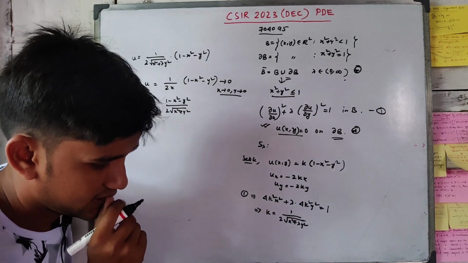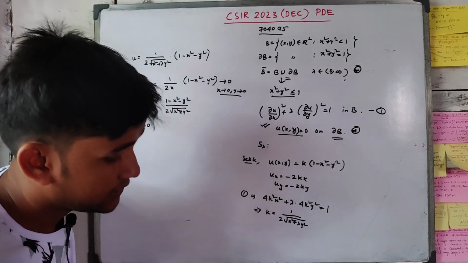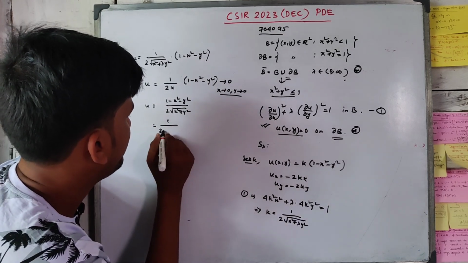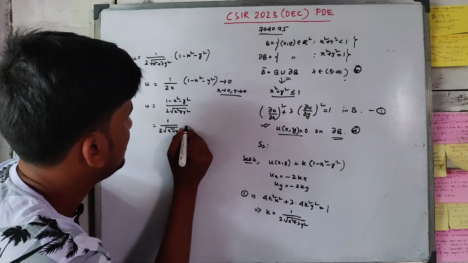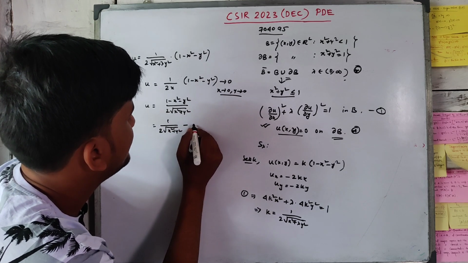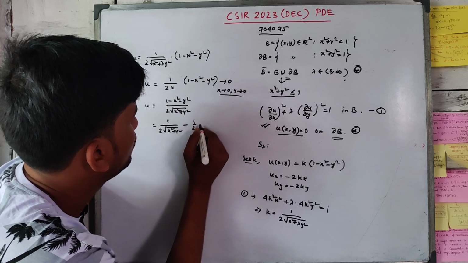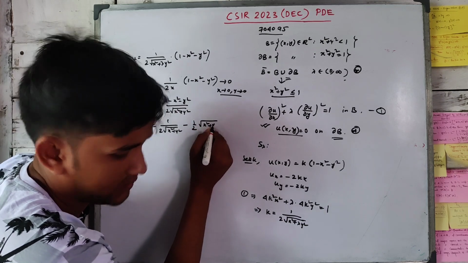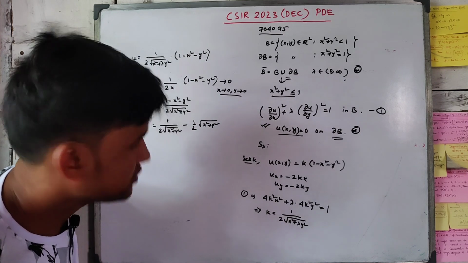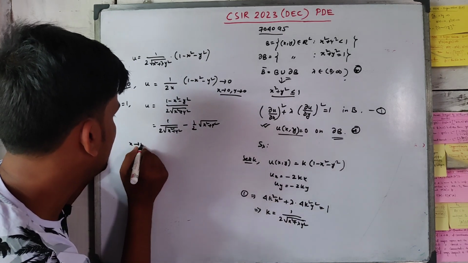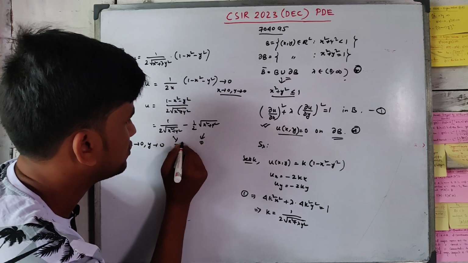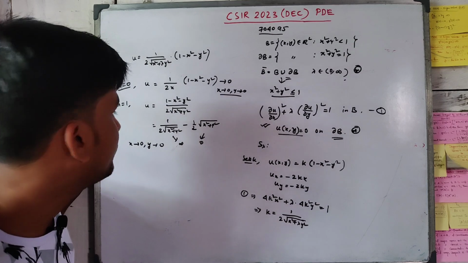There is no problem with lambda equal to 0. If lambda equal to 1, then this term goes to 1 by 2 root over x square plus y square minus 1 by 2 into root over x square plus y square. Okay, fine. So if we choose x tends to 0, y tends to 0, then this term goes to 0, no problem, but this term goes to infinity.